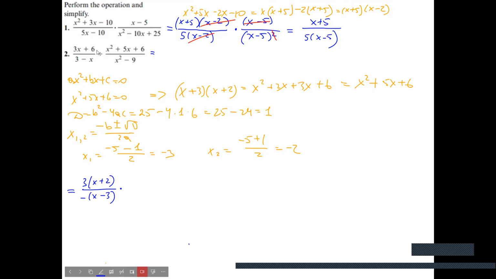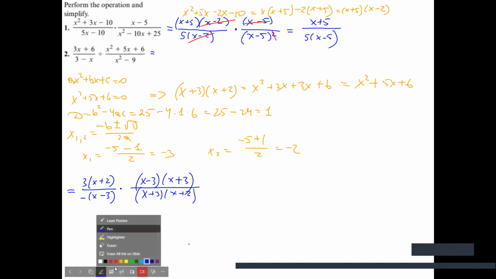Then division, I change for multiplication. Numerator, x minus 3. So I got a good feeling. Now the bottom is x plus 3, x plus 2. Now where's my red pen? This and that, this and that, this and that. And I'm left with minus 3.